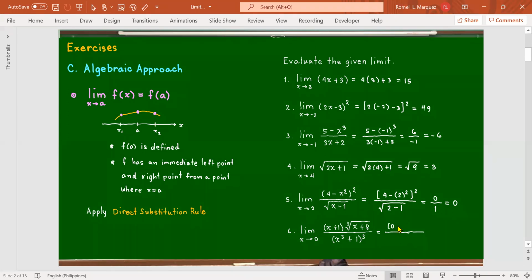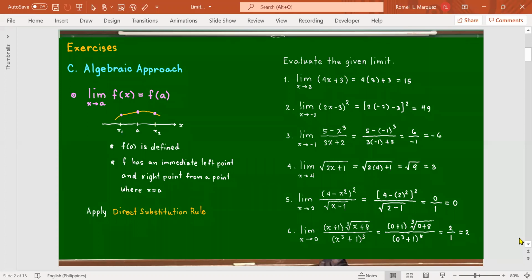So 0 plus 1, then cube root of 0 plus 8, then 0 cubed plus 1, quantity to the fifth. So the denominator is 1. The numerator is 1 times 2, no? So that is 2. So finally, we have 2. So that's the limit. Get it, guys?